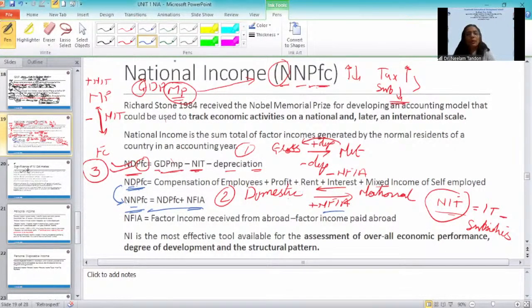If you go from market price to factor cost, you have to deduct net indirect taxes. Net indirect taxes is indirect taxes minus subsidies. Okay, so this is the conversion, and this is how you can do all your calculations.